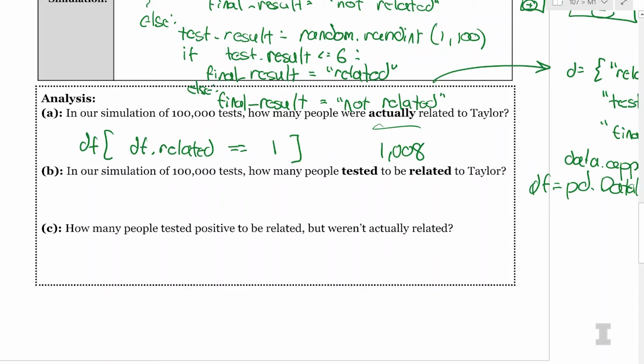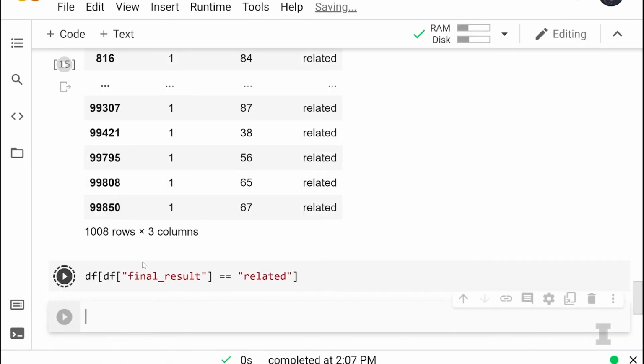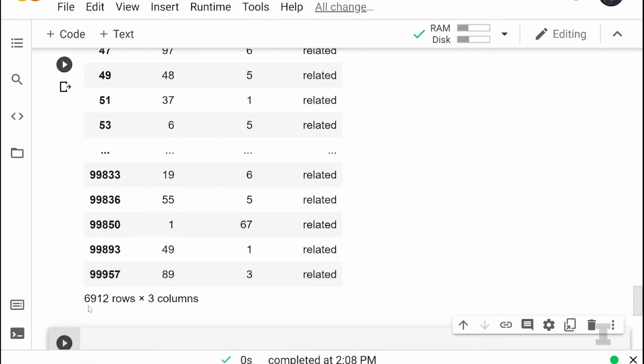Part B, in our simulation of 100,000 tests, how many people were tested to be related to Taylor Swift? So now we don't care if they're truly related, we just care if the test results came back that they were related. So df at final result. We want to know when the final result was double equal to related. So this is going to look at every single row where somebody got test results back and they were like, yes, I'm related to Taylor.